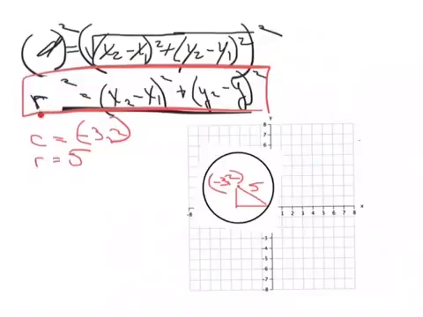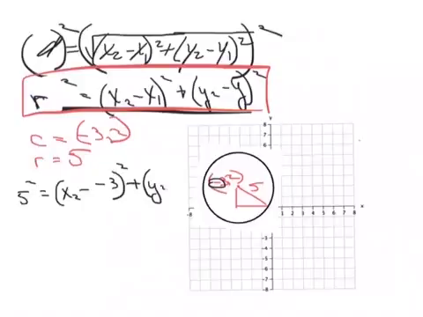So let's go ahead and do that. My radius is 5, so I'll put 5 there and square it. That equals x minus that point there plus that. Alright, so let's go ahead and solve what we've got.